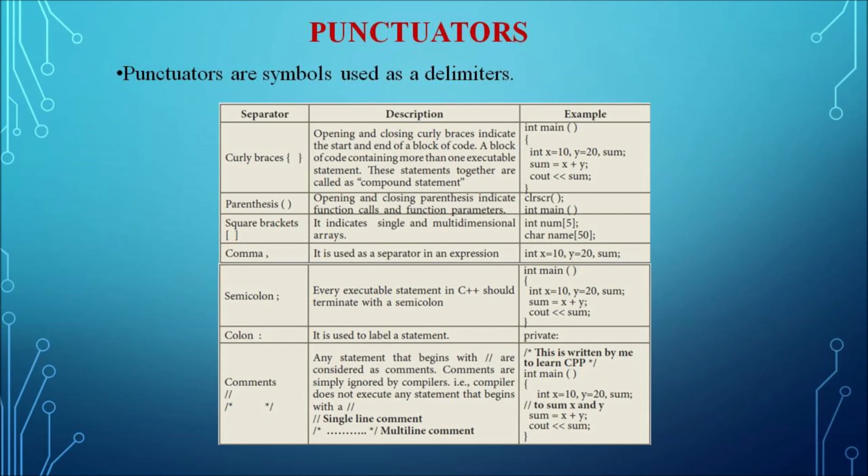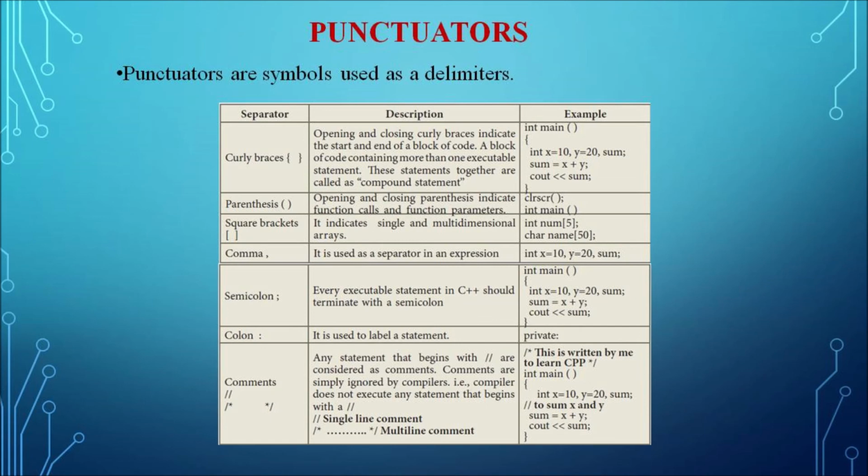So here you see the example. int num of 5, that is num, and within the square bracket they have mentioned 5. It represents that the num variable can hold 5 elements. And the character data type, char name of 50, means the name variable can hold up to 50 characters. That is the main purpose of the square bracket.